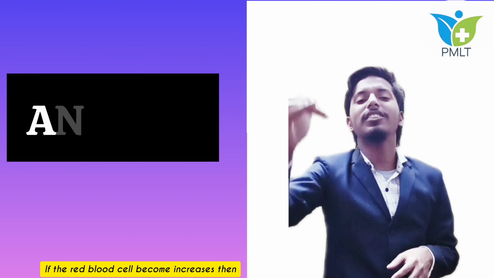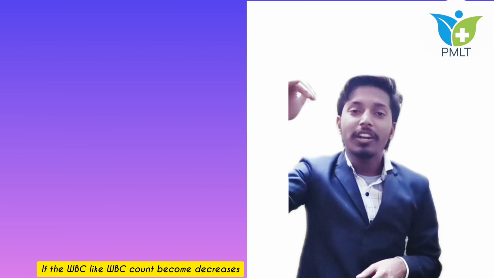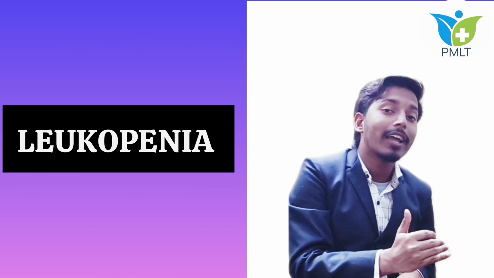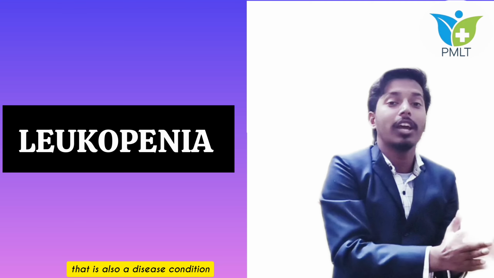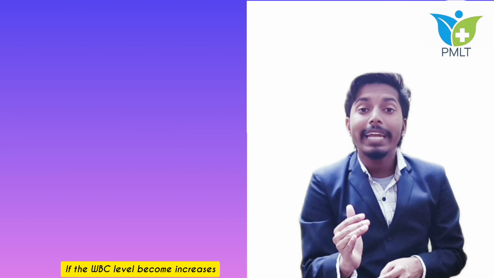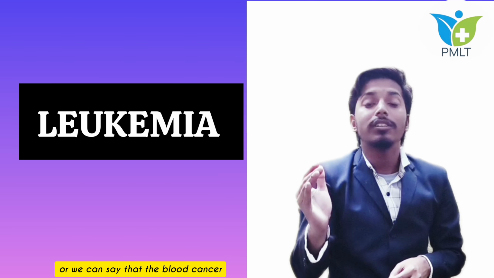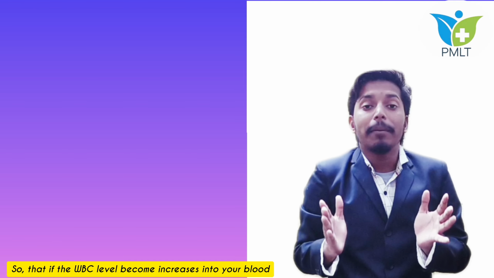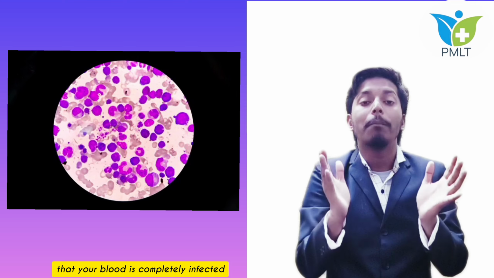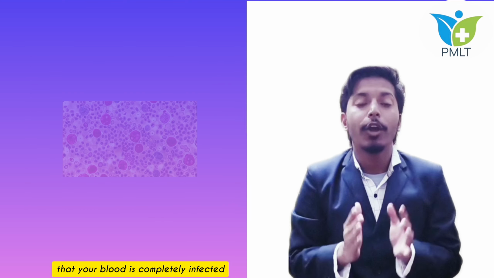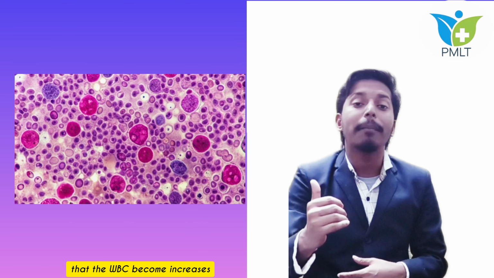If the red blood cell count increases, then polycythemia can occur. If the WBC count decreases, that is called leukopenia, so that your blood does not have proper WBC, which is also a disease condition. If the WBC level increases, that is the condition leukemia, or we can say blood cancer, right? If the WBC level increases in your blood, that is also a sign that your blood is infected, or various types of infection are present in your blood, so the WBC increases.